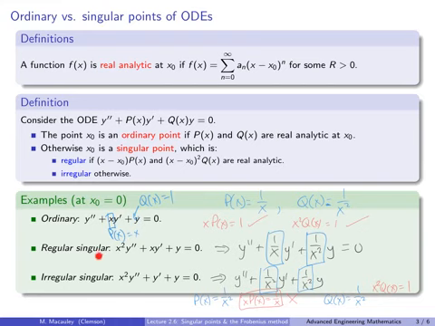Again, this is regular. This is a singular point because these weren't defined at 0, but we can fix them and they are. This is an ordinary point because we never had a problem in the first place. Both of these p and q were defined at 0.